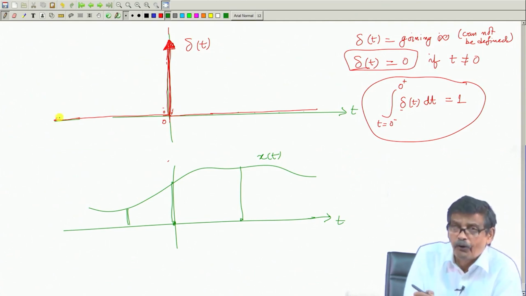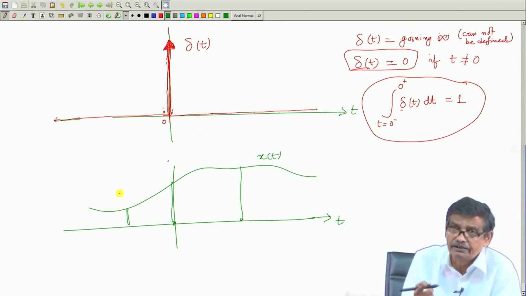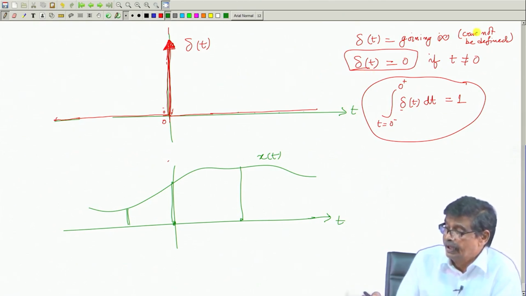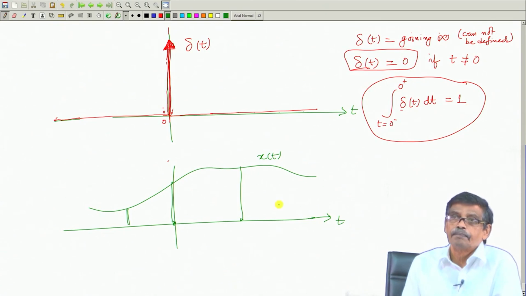Only at one point does it make its presence felt, that is at t equal to 0, such that delta t tends to infinity, and this integral is true around the origin, 0 minus to 0 plus, the area is finite. Such a function is called an impulse function.